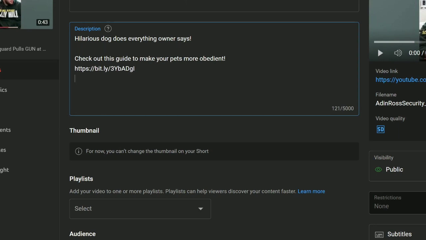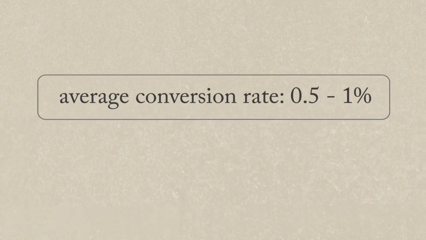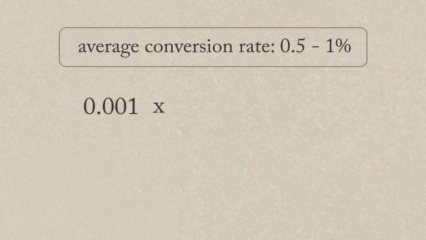And you know what, let's just do some quick math here just to see what's possible. So what's considered an average conversion rate for affiliate marketing is somewhere between 0.5 and 1%. Now let's be extra conservative here and say your conversion rate is 5 times worse than the lower part of this range at 0.1%. So that'd be 0.001 multiplied by the number of views.